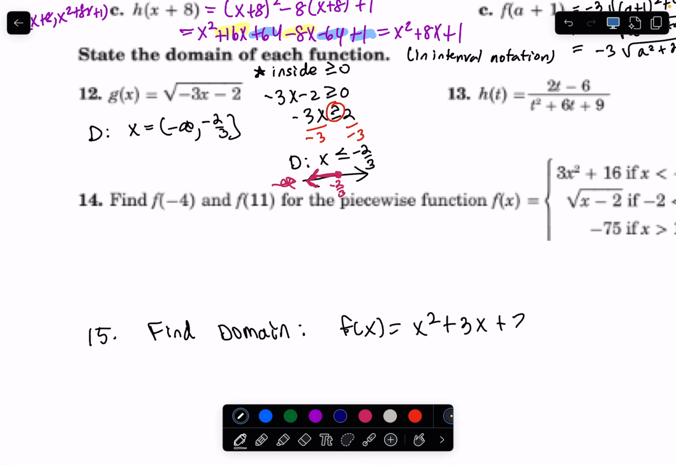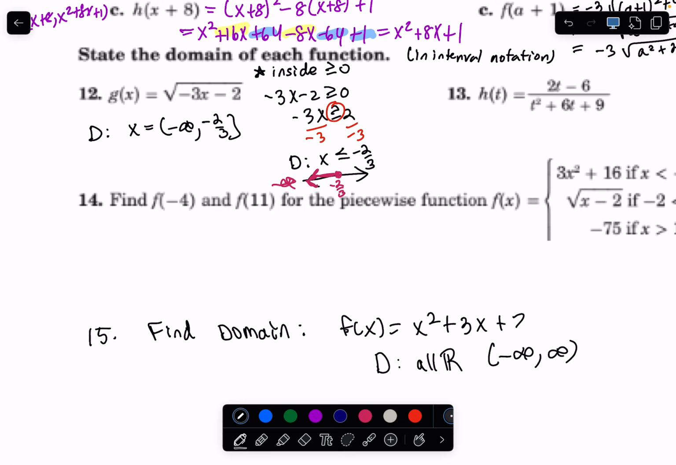Or you can say, what I really want is negative infinity to positive infinity. There's no problems. There's nothing I can't stick into that. I can stick in positives, negatives, fractions, square roots. I can stick in whatever I want. That's the beauty of a polynomial, is that I can put into it whatever I want. So there's no problems with the domain.